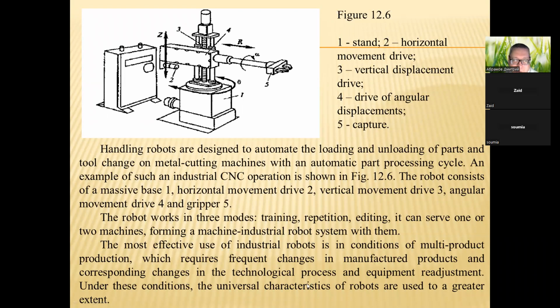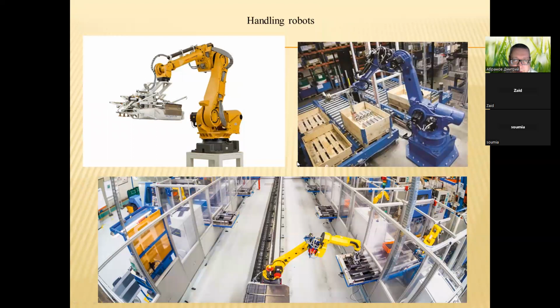The most effective use of industrial robots is in conditions of multi-product production, which requires frequent changes in manufactured products and corresponding change in the technological process and equipment readjustment. Under these conditions, the universal characteristics of robots are used to a greater extent. In this slide, you can see examples of handling robots.